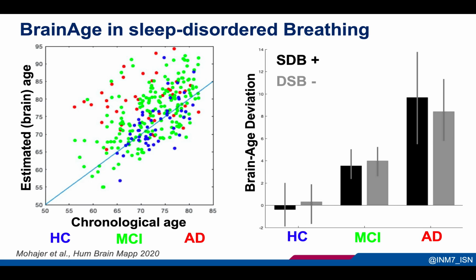On average, there was about 9 years, but somewhat to our surprise, given the relationship between sleep disordered breathing and cognitive decline, there was again not a significant advancement in apparent brain age in these subjects relative to those that did not show sleep disordered breathing. Also, there was no main effect across all 3 groups and no significant interaction.